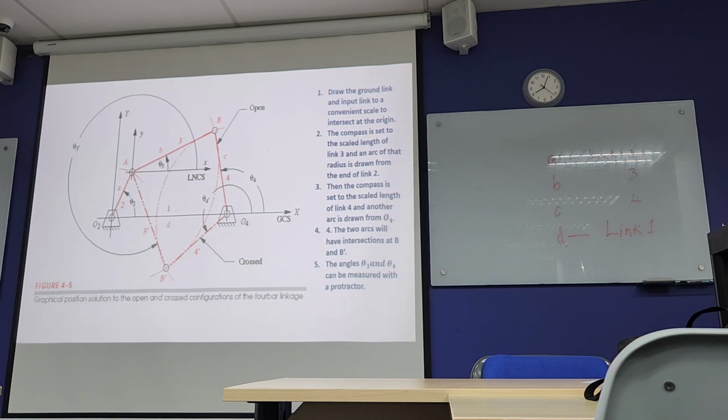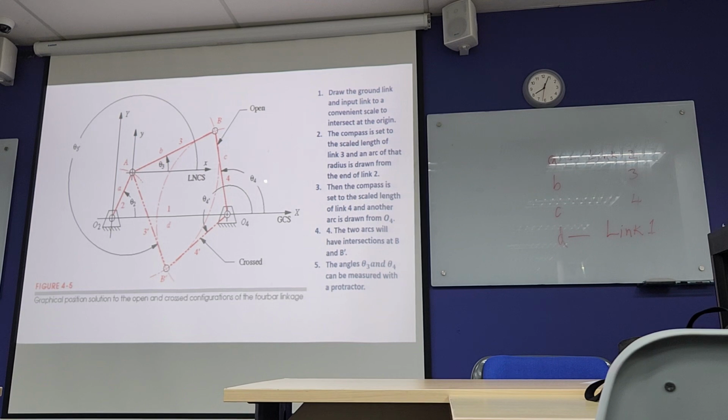Our mechanism is only O2A, AB and B to O4. So once you fix the position of B, then you can again measure theta 4 angle, and also you can choose a local coordinate system now, and you can measure the angle of B.